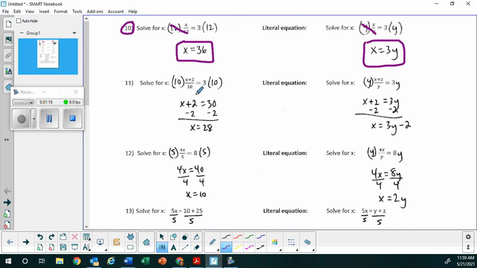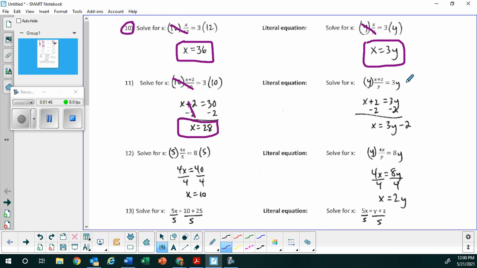So again, you have a denominator here of 10, so you're going to multiply both sides by that 10 to cancel it out. Now here, 3 times 10 becomes this 30, and then I bring down my numerator x plus 2. Now, since there's still something up here in the numerator with x, I'm just going to simply subtract 2 on both sides, and that's going to cancel out over here. And again, because I have all numerical values, I'm going to get a 28 for this answer.